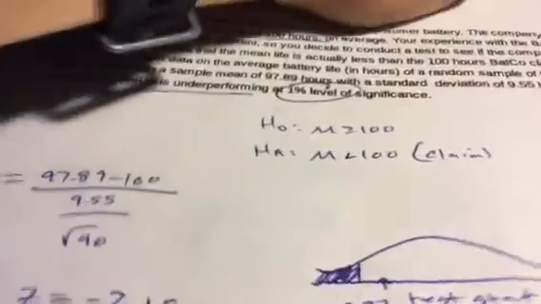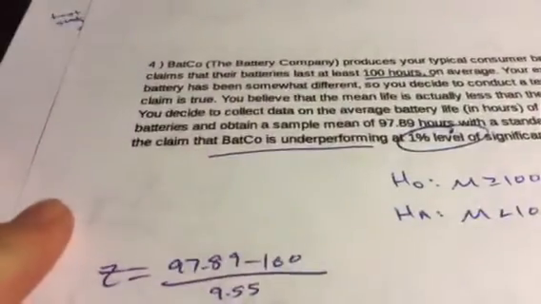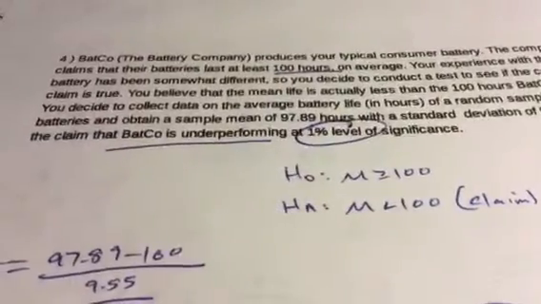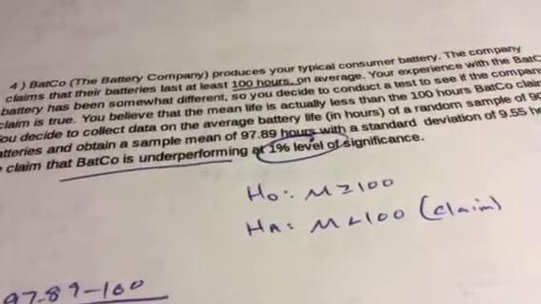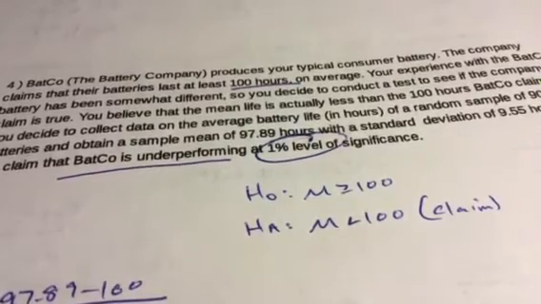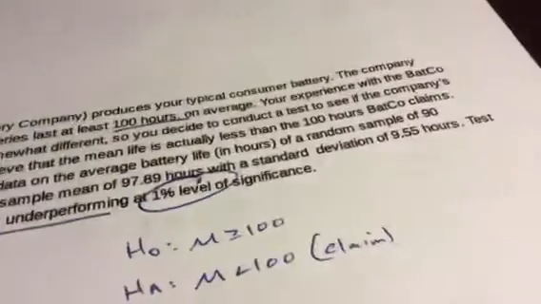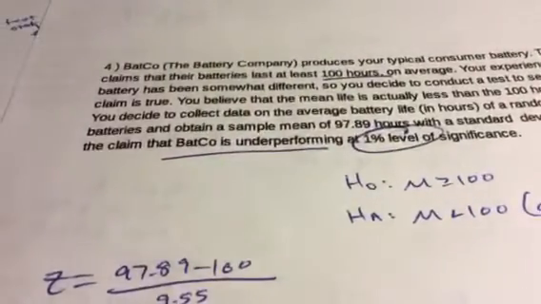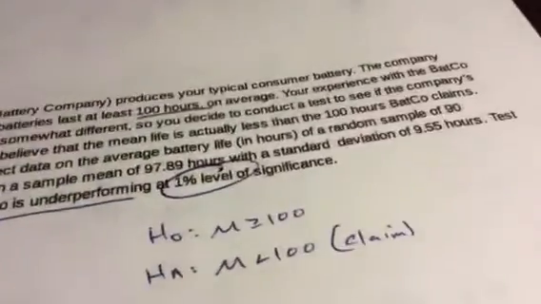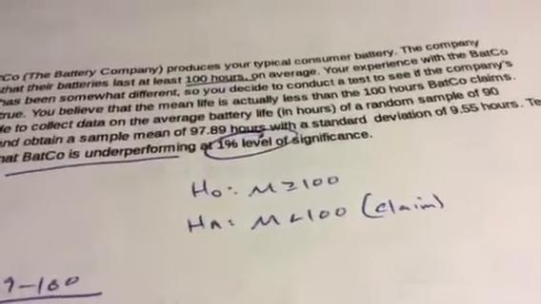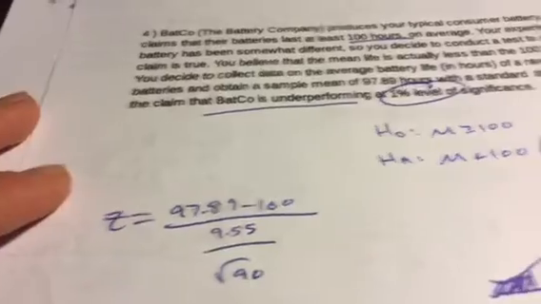We did not talk about 4 in class, I don't believe. Badco produces your typical consumer battery. Their batteries claim to last at least 100. So lasting at least 100, that's greater than or equal to. That means the alternate hypothesis is going to be less than 100. And that's what it says. You decide to conduct a test to see if it's actually less than 100. So that's the claim. This is a mu, so we're using that formula.